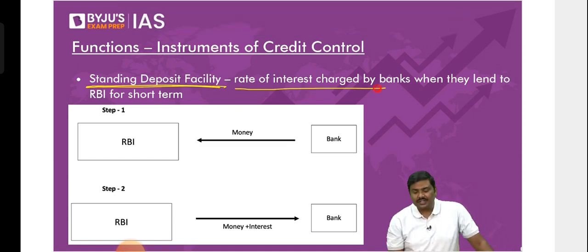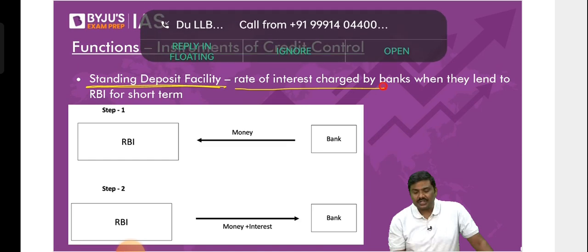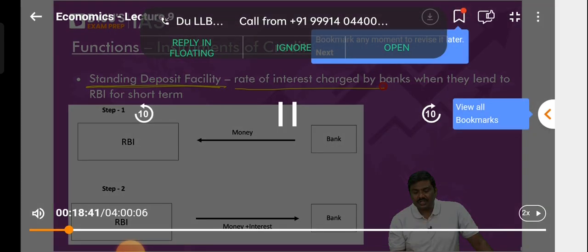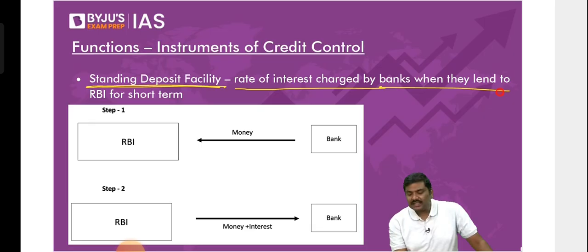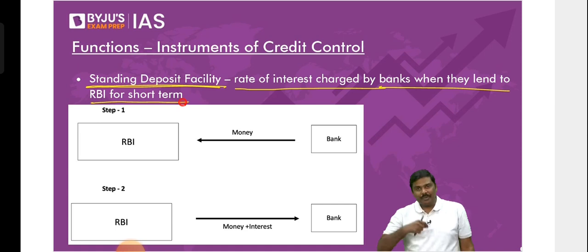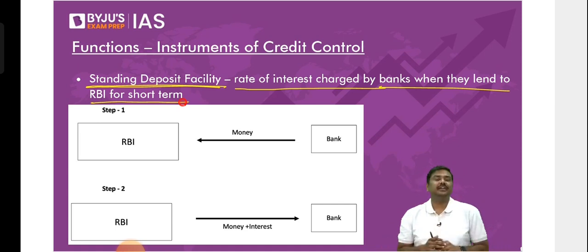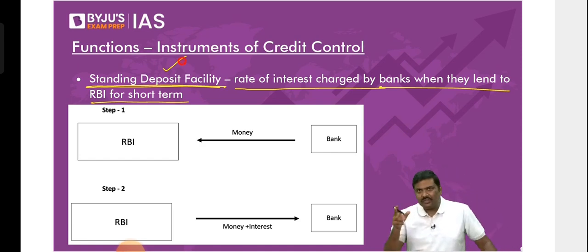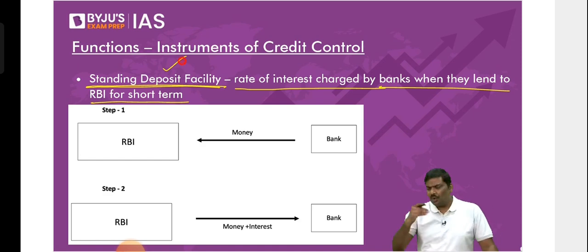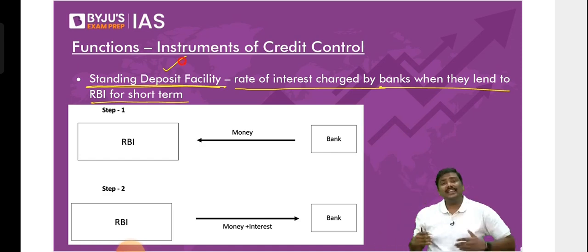Rate of interest charged by banks when they lend to RBI for short term. Now, before you start saying that, sir, it is reverse repo rate, please wait. Let me differentiate. Let me explain to you, then you'll understand it. What is a standing deposit facility? It is a rate of interest that a bank will charge whenever they give a loan to RBI for shorter duration. How short? Overnight basis, 7 days, 14 days, etc.